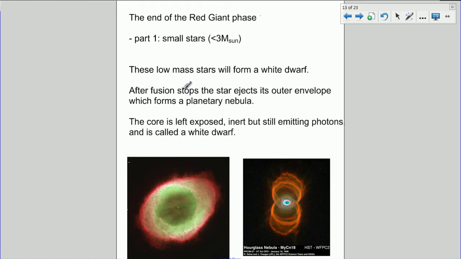So for small stars, as we've said, fusion stops. Helium fusion, that is, mainly, and the outer envelope of gas is ejected to form what we call a planetary nebula. And here's a couple of pictures of planetary nebulae. So these big colorful rings are the hydrogen envelope of the old star, and in the middle there you can see the white dwarf. It's not fusing, it's what we call inert, but it's still emitting lots of radiation, so it's a very, very bright object, and that's the one there from this nebula. Nebulae are very beautiful, so if you get a chance to look them up, then please do so.